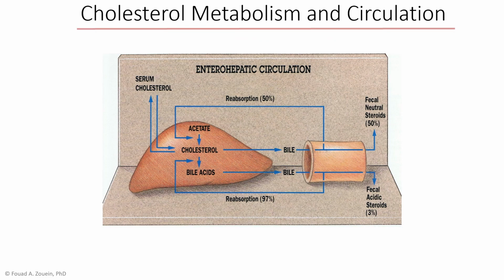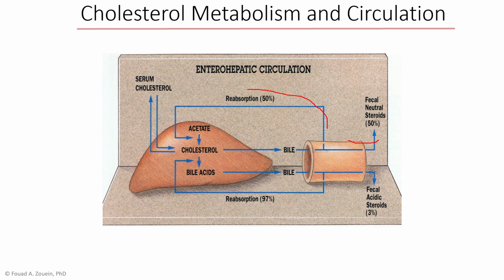This is another summary of enterohepatic circulation that we just talked about in the previous slide. So here you have cholesterol that's basically synthesized by the liver and released in the intestine by the bile acids. As we said, 50% of it is reabsorbed, and the remaining 50% is secreted in the fecal matter. For the bile, on the other hand, 97% of the secreted bile is reabsorbed and only 3% is released in the fecal matter. Why is this important?